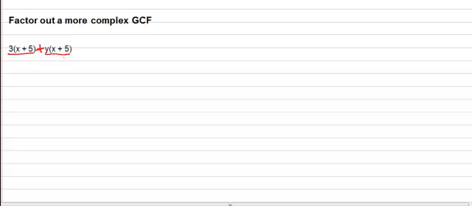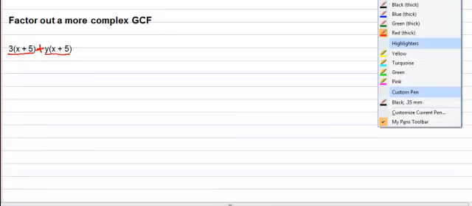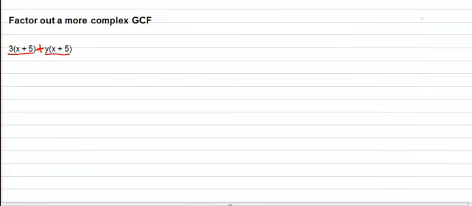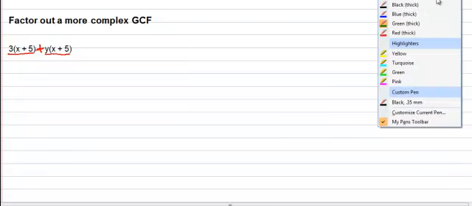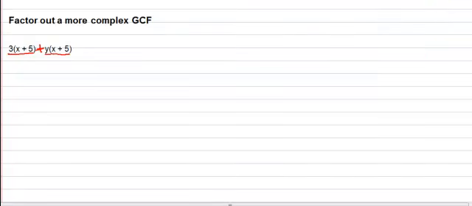Now as soon as we see that, we can start thinking, hopefully, a little bit about what the GCF is, or what do they both have in common, what looks exactly the same. And what looks exactly the same, think about it for a second, is what's in the parentheses. So the parentheses is x plus 5 in both of these. So our GCF is the quantity, put it in parentheses, x plus 5. And it has to stay in parentheses.